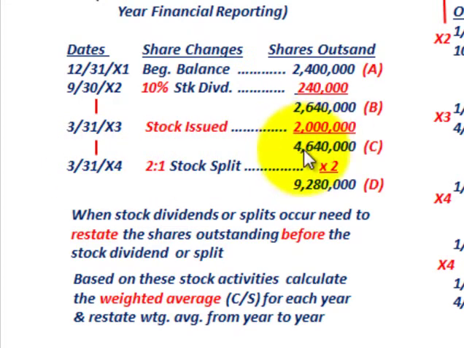So this is what we were looking at in our calculation, and that's the number of shares outstanding for those first 3 months of the year in X4. And then on 3/31X4, the end of the 3rd month, we have the stock split, 2-for-1, so twice those number of shares. That's what we have, 9,280,000 here. And that's from 3/31X4 through the end of the year. Okay, so that takes care of that.